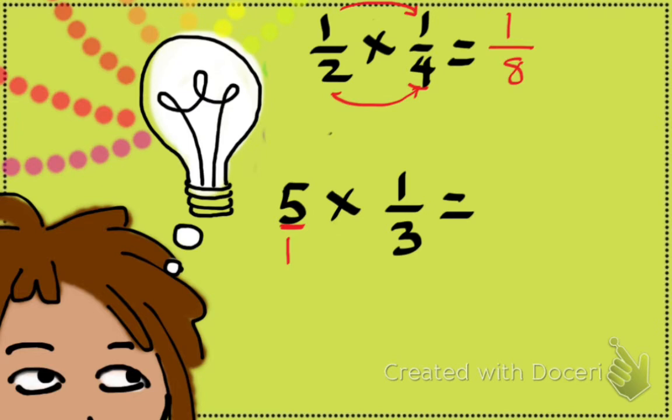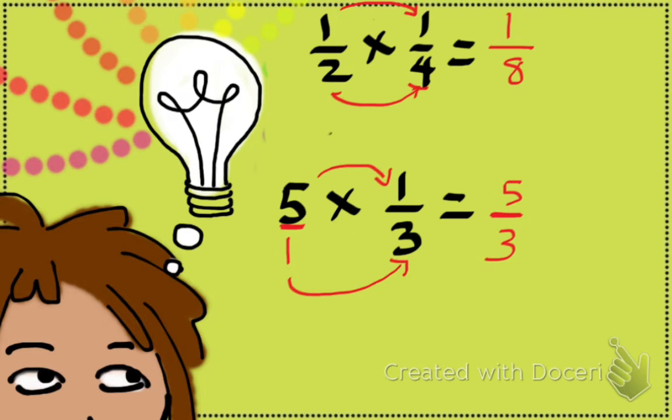So now we can multiply the numerators. We have 5 times 1 equals 5, and for the denominator, we multiply 1 and 3. So 1 times 3 equals 3. And we have our answer, 5/3. But our answer is an improper fraction, so we will turn this answer into a mixed number.